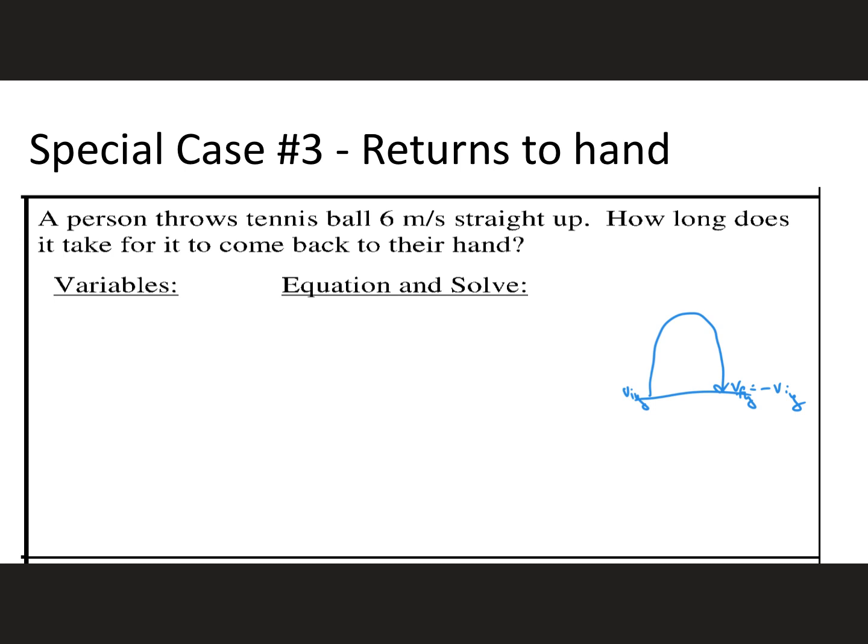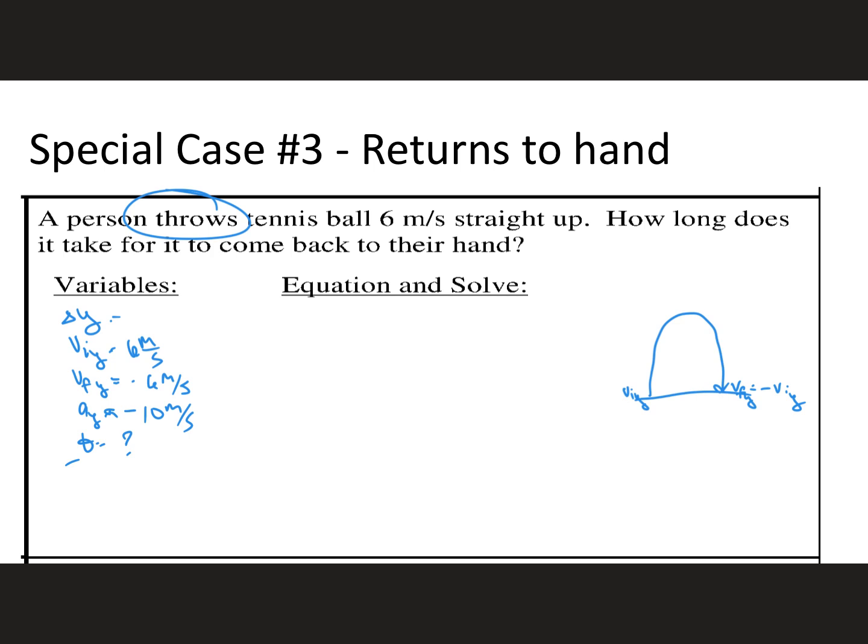So we know that it is thrown up into the air at 6 meters per second. We know our final velocity in the y direction would be negative 6 meters per second. Our acceleration, because it's a throwing, is going to be negative 10 meters per second squared. And we're looking for how long, so that would be question mark.